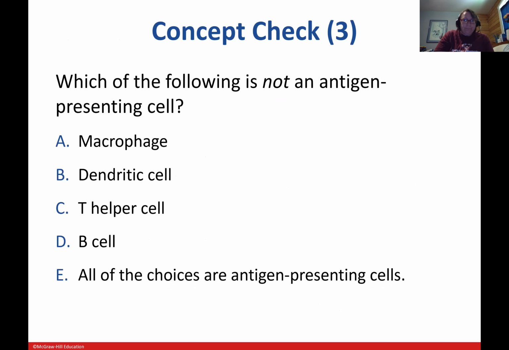Okay, concept check 3: which of the following is not an antigen presenting cell?